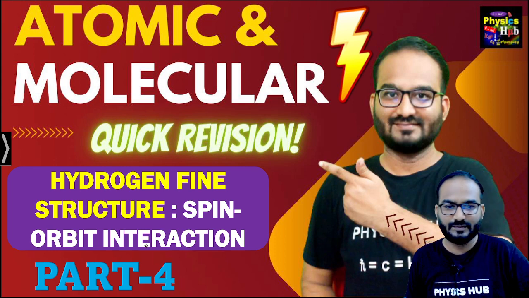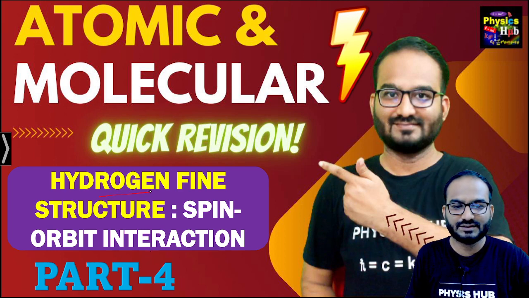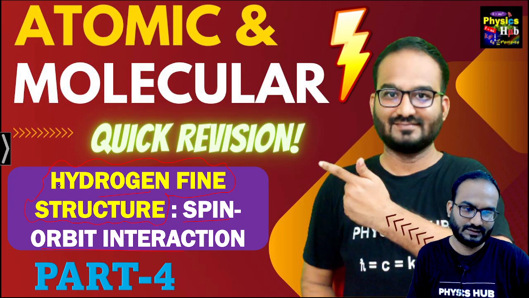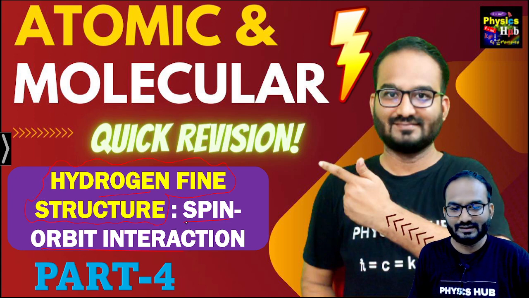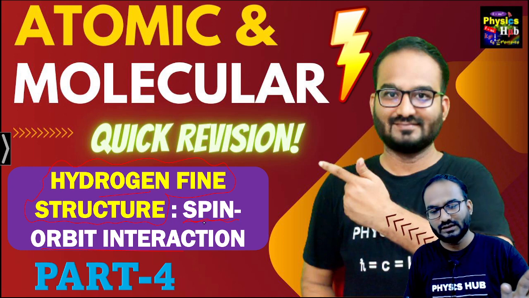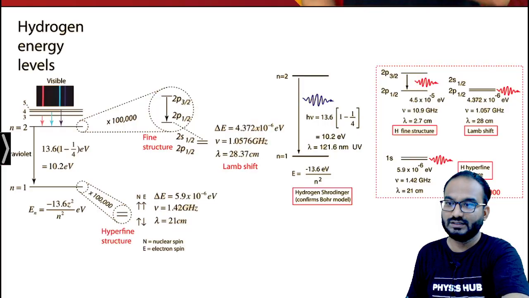So this is the fourth part, and in this fourth part we'll be talking about hydrogen fine structure and spin orbit interaction. The origin of hydrogen fine structure consists of different types of regions. One of the most important is this spin orbit interaction. The spin orbit interaction is solely responsible for this hydrogen fine structure. So without any further ado, let's just start.